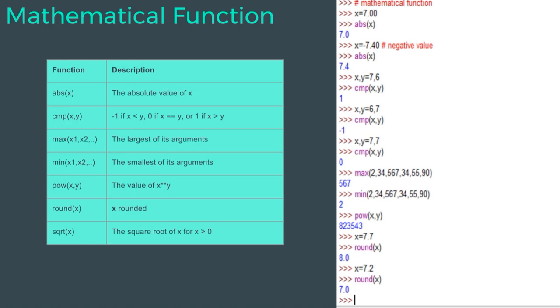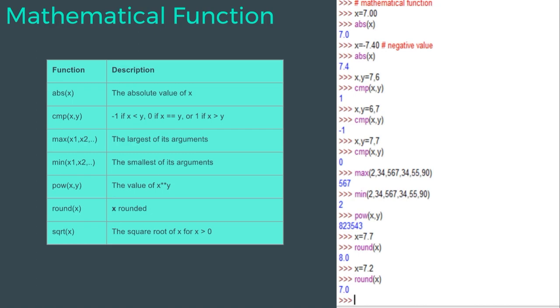The same way, now you have to find the power. So you have to just write pow in small brackets x, y. Here x and y are 7 and 7. So here the answer of 7 raised to 7 is 823543.